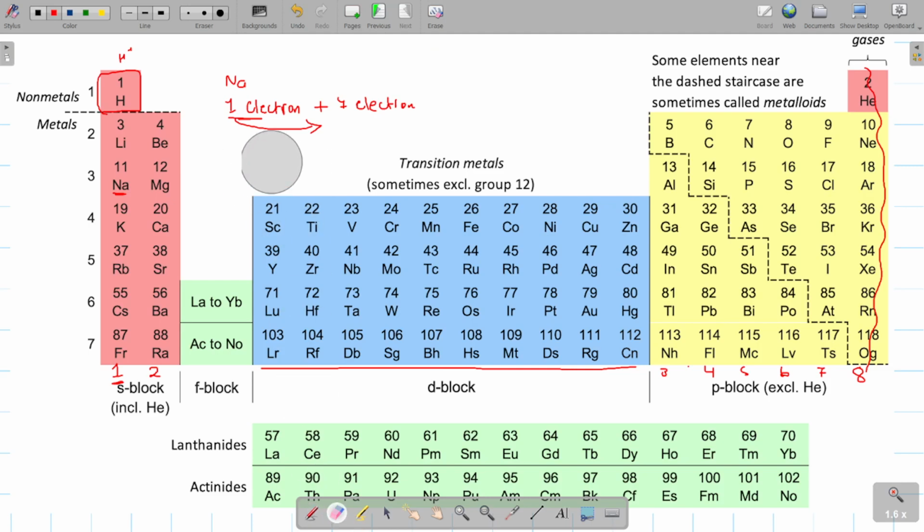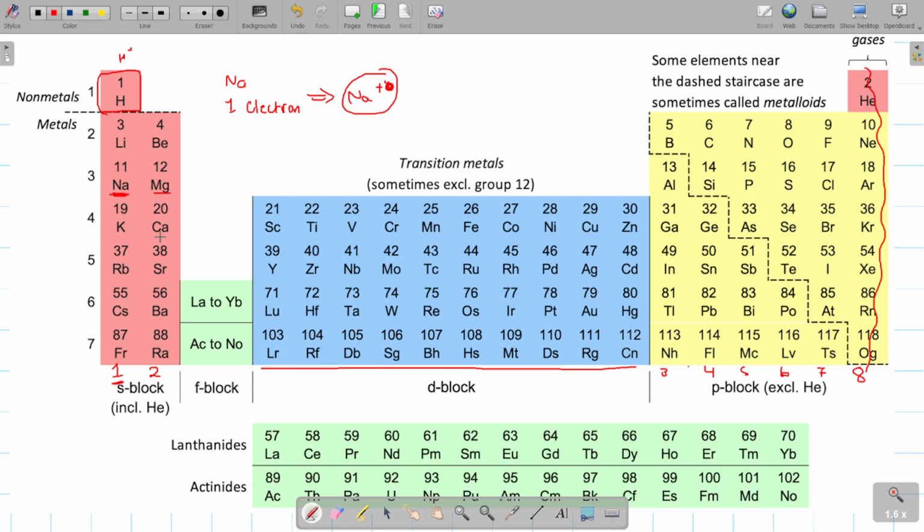Groups 1 to 3, it's always going to be positive. Since it's group 1, if it has one electron, that means it's going to lose one electron. And when you're losing an electron, you're going to have a positive charge. So this Na that's in group 1 will have Na plus 1, but you don't write the 1.